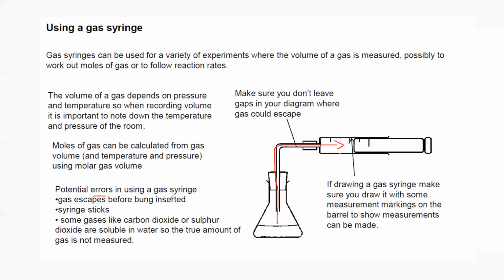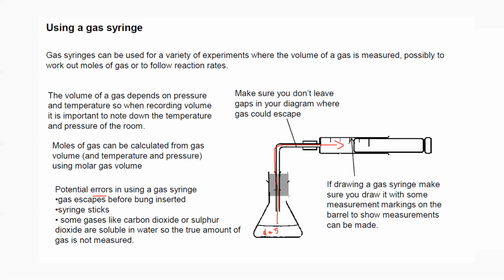The gas escapes before the bung is inserted. Basically, this part is not in contact initially. The bung is not placed from the beginning; it is only placed when you start the reaction. So first, we add the reaction mixture, for example A and B. After adding A with B, we place a bung here so that no gas will escape.